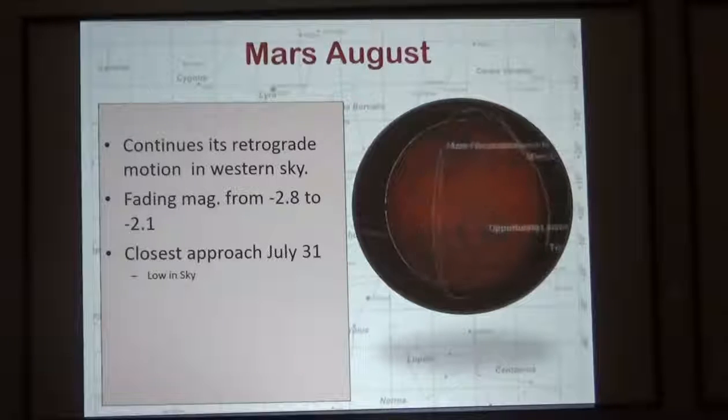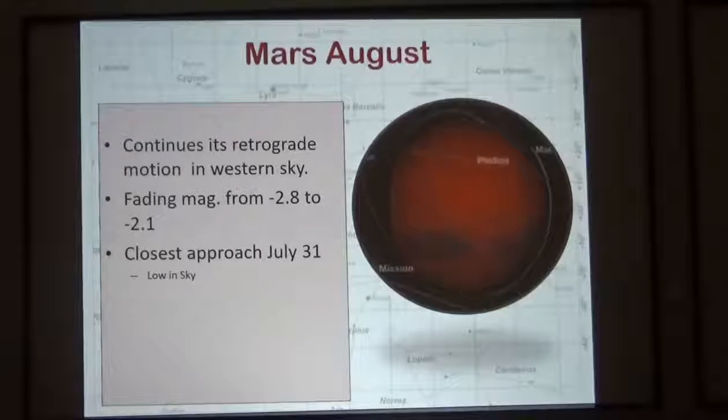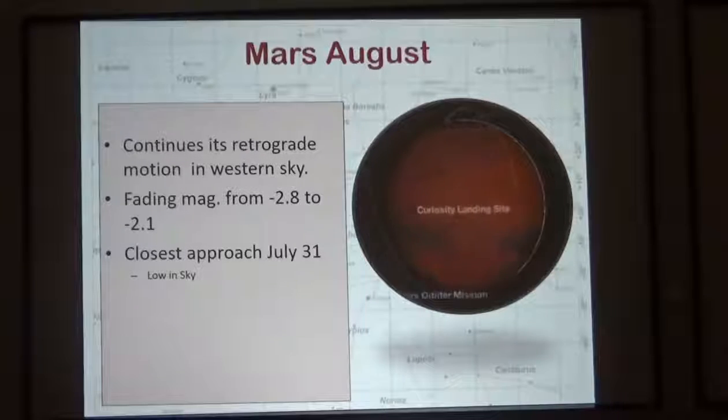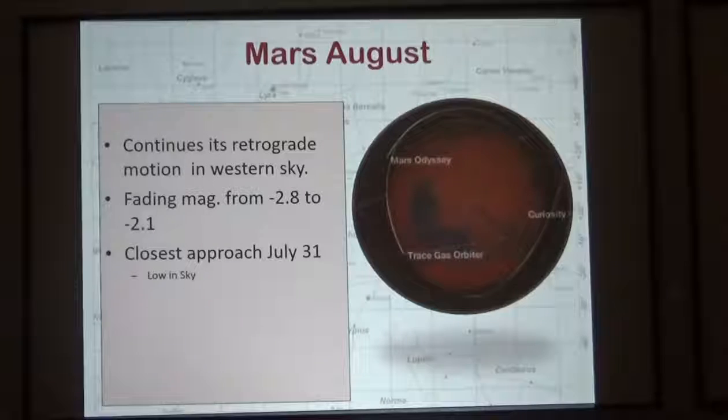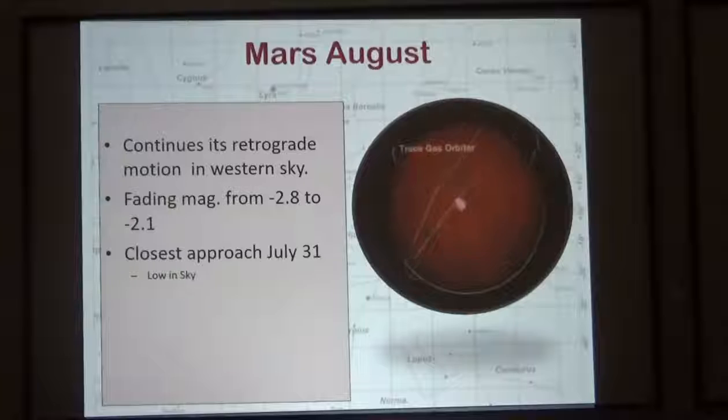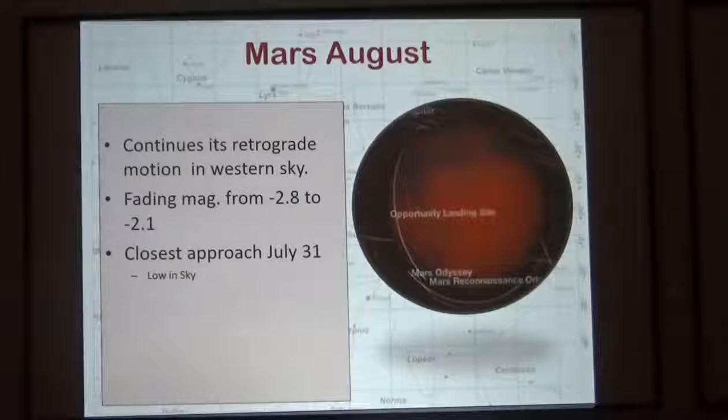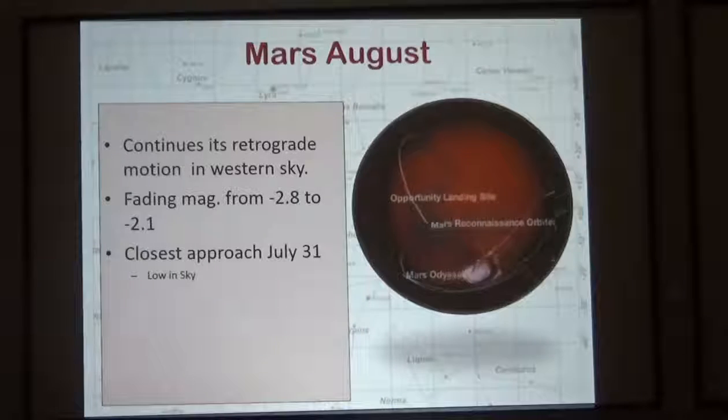So the closest approach was July the 31st. The magnitude should be about minus 2.8 I have here, but it's going to fade really fast. And like Stan said, we do have that dust storm on the planet, but we'll talk a little bit more about what we observed on Wednesday.